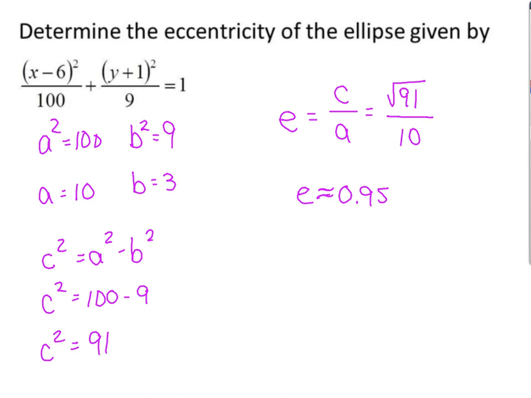And if we divide this out, we're going to get an eccentricity of 0.95, which means this is going to be a pretty stretched out ellipse. It's not going to look very circular, it's going to be very stretched out.